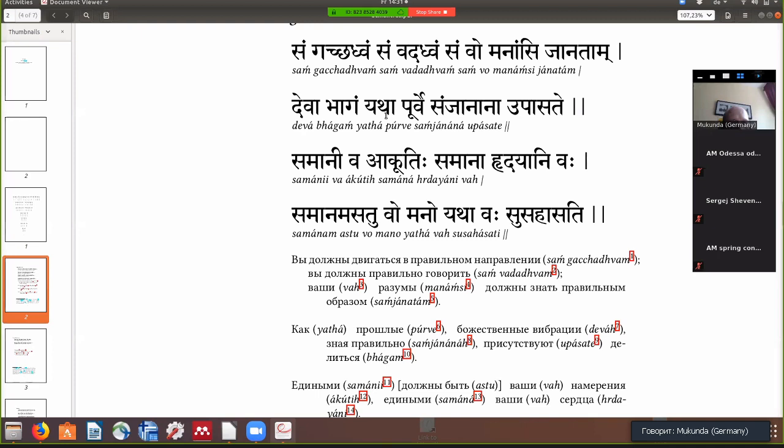So if we want to translate this whole sentence, we might want to start with a yatha.